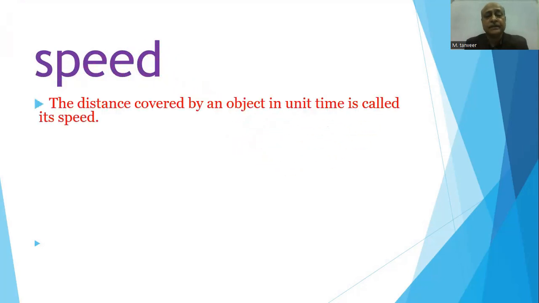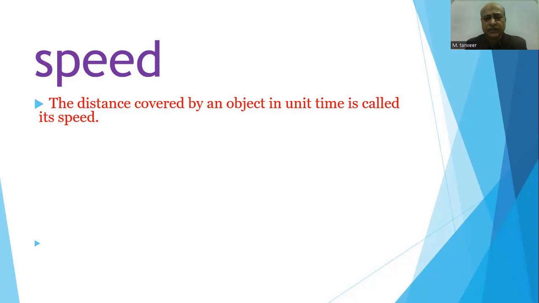Speed. The distance covered by an object in unit time is called speed. You go from home to market, you take 5 minutes. And the distance from home to market is 100 meters. So the distance you have covered in 1 minute is called your speed. So you will divide 100 by 5. You will get answer 20. So 20 meters per minute is your speed.